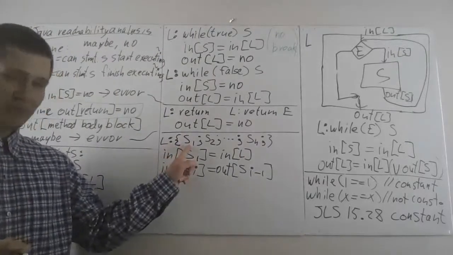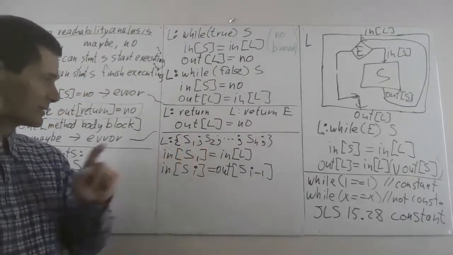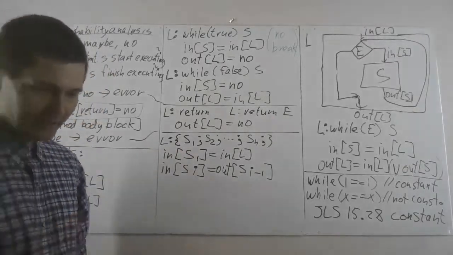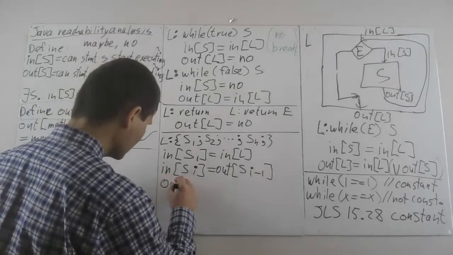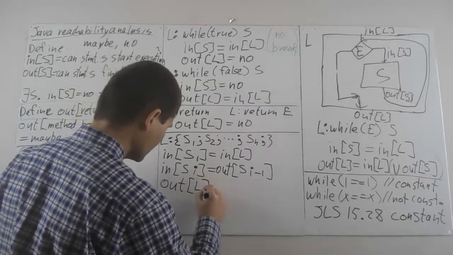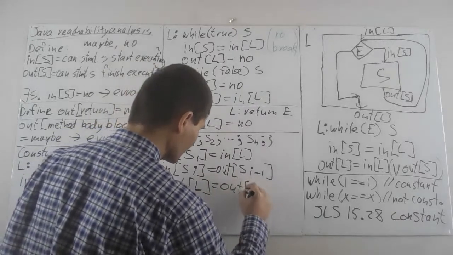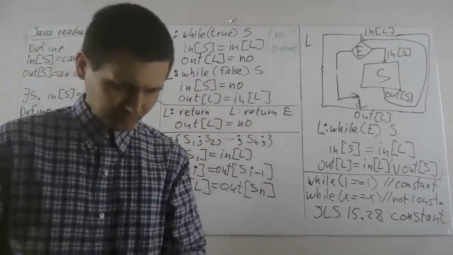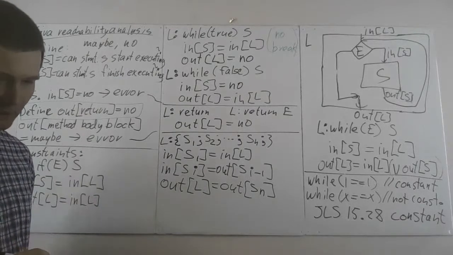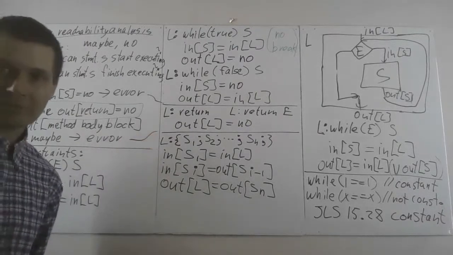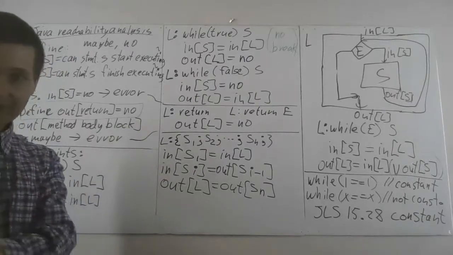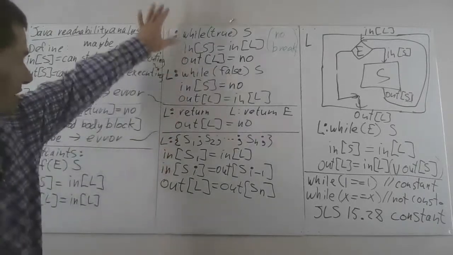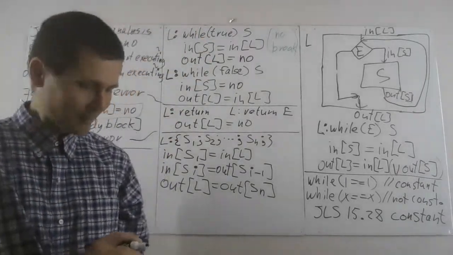Right, so if statement S1 can finish executing, then statement S2 can start executing, and so on. All right, and then finally we need out of L. So out of L is just going to be the out of the last statement, S sub n. Okay, so that's for a block statement. Again, any questions, please do ask, but it should be easier than the if statements and the loops that we've done already.